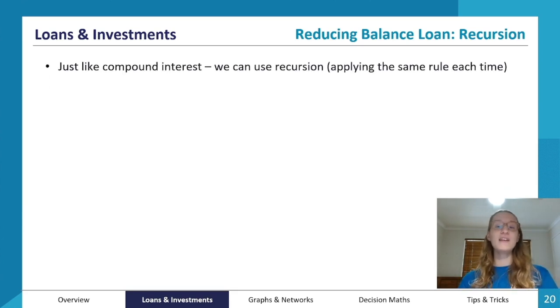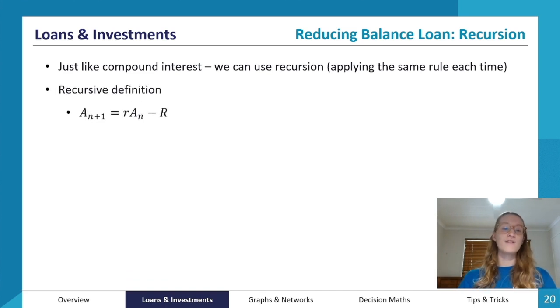So again, we can calculate reducing balance loans using recursion. So just like compound interest, we can use recursion. What that is, is applying the same rule every time. So if you think about it conceptually, before I show you the formula, we have our initial amount, which is the money left owed on the loan, and then each time period, they're going to charge interest on that, and then we're going to make a repayment. Then in the next time period, they'll charge interest, and then we'll make another repayment. And how we model that using the recursive definition is this here, and you can see it.